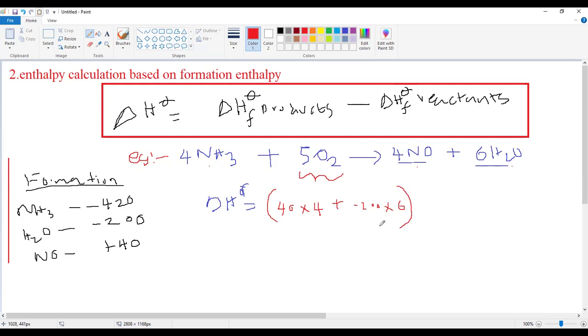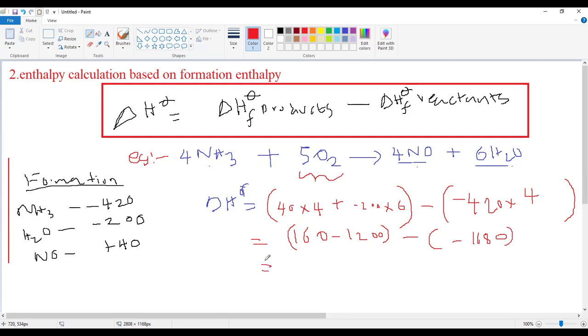So these are the sum of the formation enthalpy of the products minus the sum of the formation enthalpy of the reactants. In the reactants we have only ammonia, because oxygen is 0. Ammonia is minus 420, and you have 4 ammonia. So here 160 minus 1200, minus, minus 1680. 1200 and 160 goes, it is minus 1040. Minus into minus is plus 1680. Then the final answer will be a positive one, 640 kilojoule per mole. Positive means endothermic reaction.